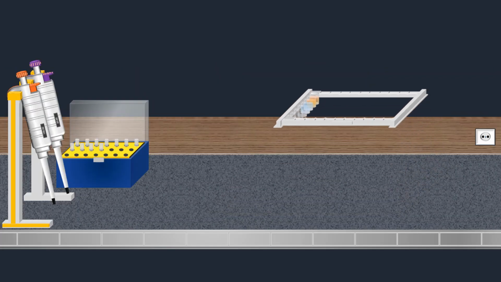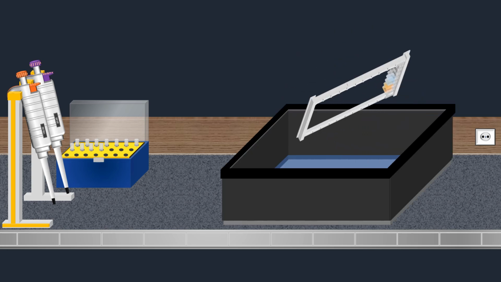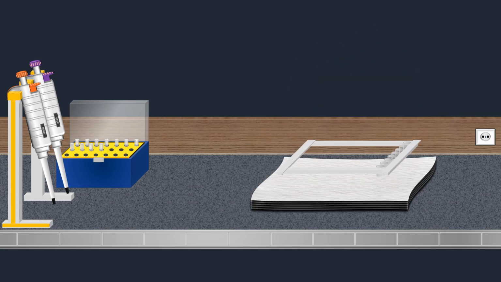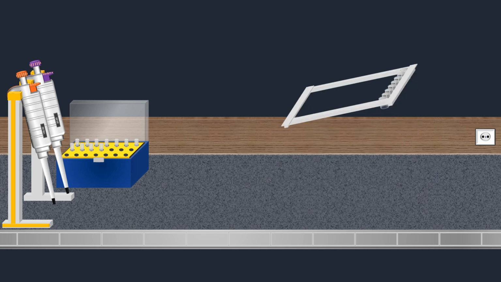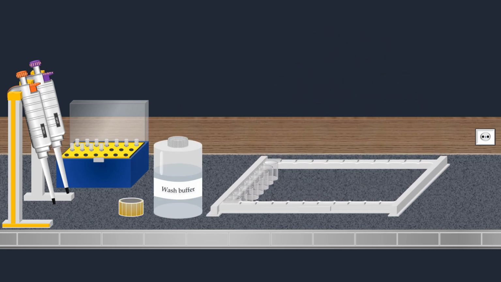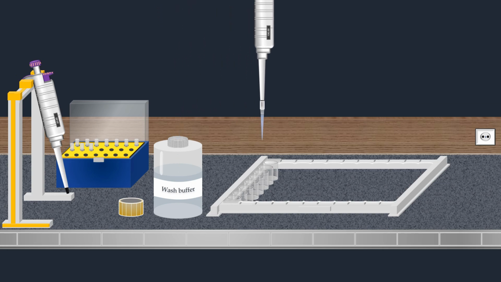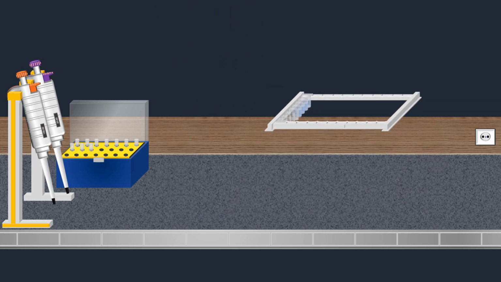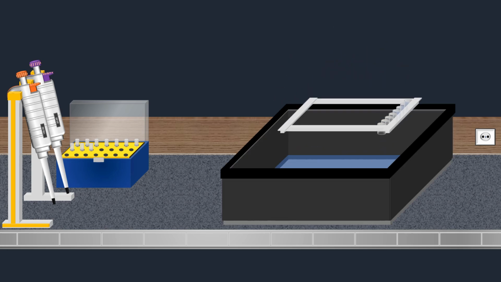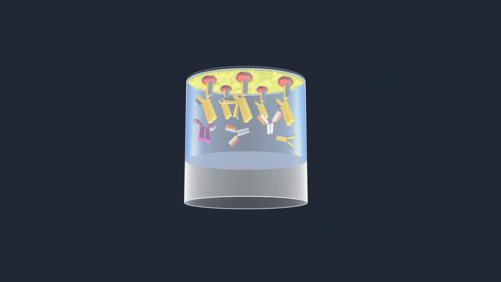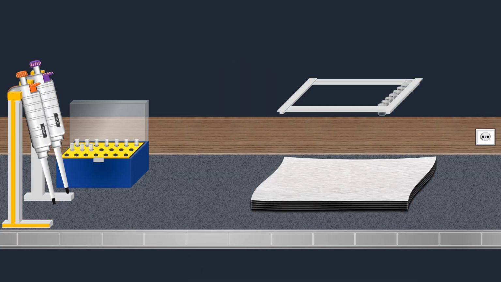Once the specific recognition between the antibody and the antigen has taken place, the next step is to discard the sample solutions from the wells. Next, wash buffer is added to the wells. The wash buffer helps to remove any unbound or non-specifically bound substances, leaving only the desired antibody-antigen complexes.